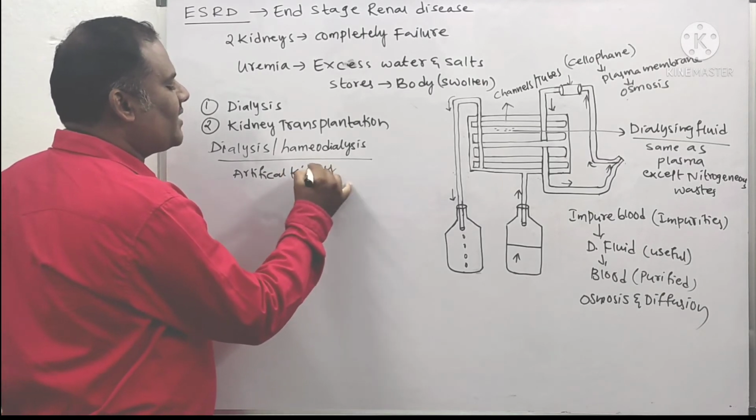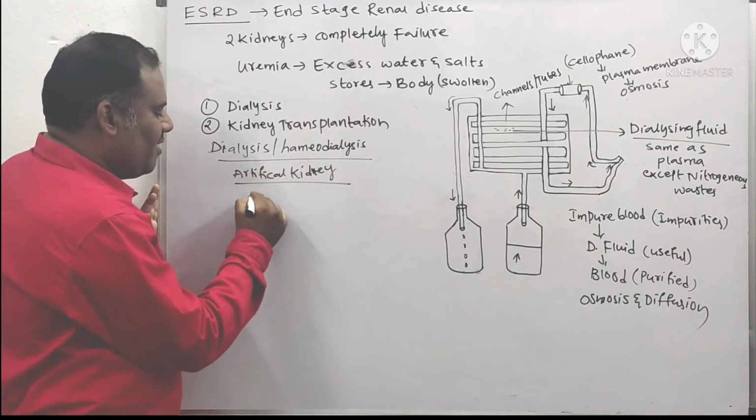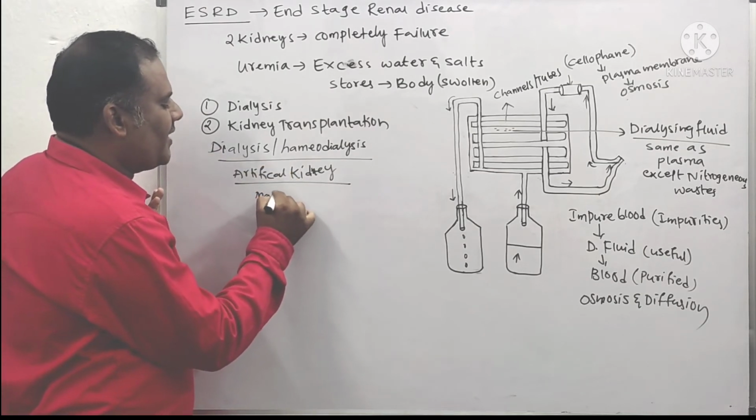So what we discussed up to now, I will say in the form of a flow chart. First, from the main artery of a patient.